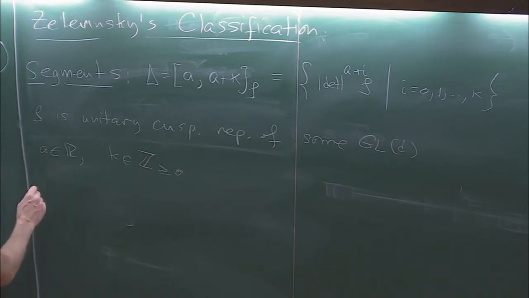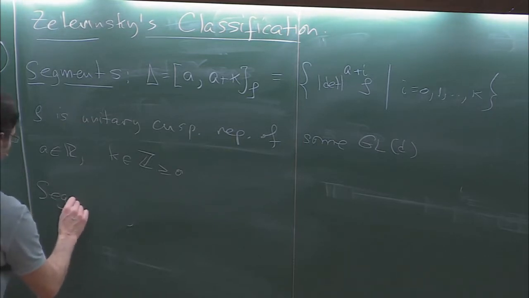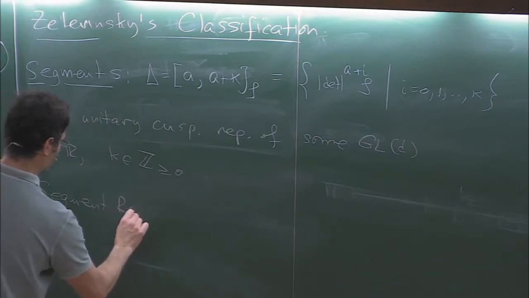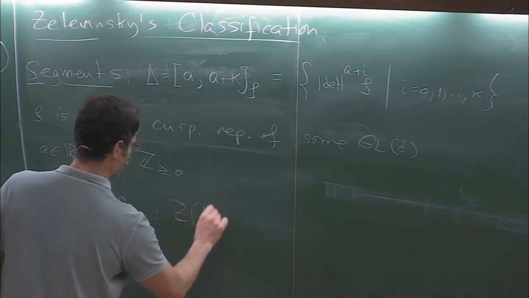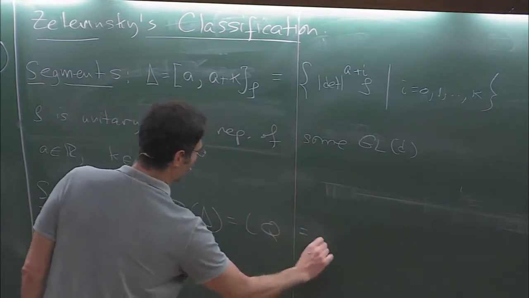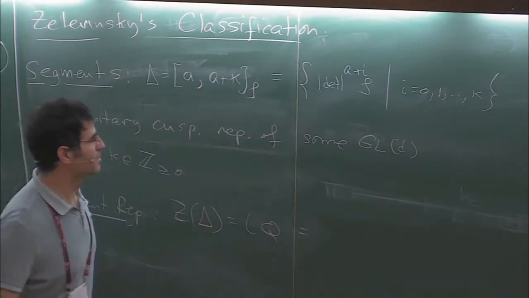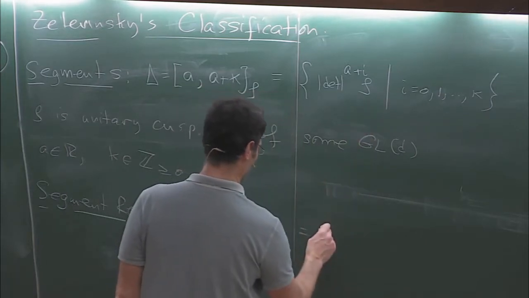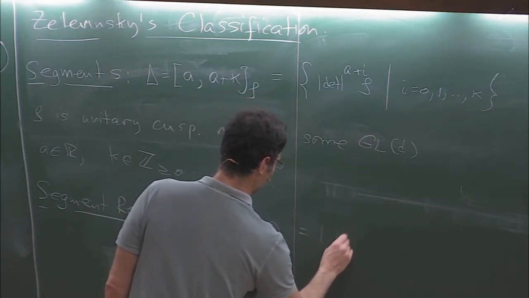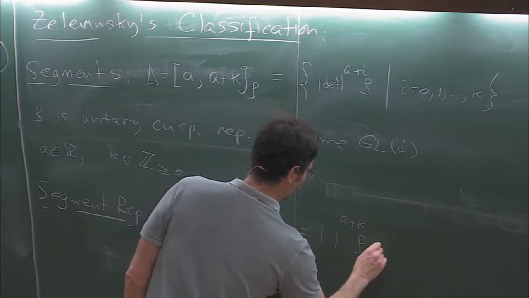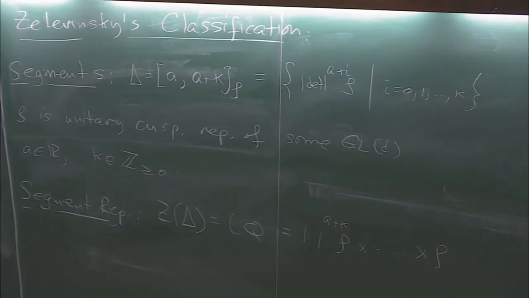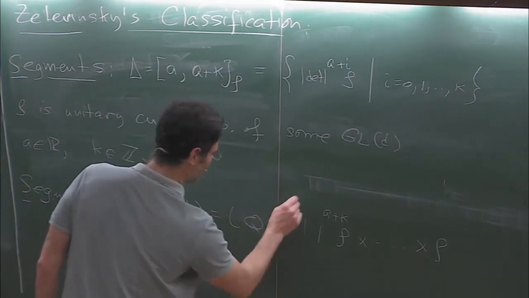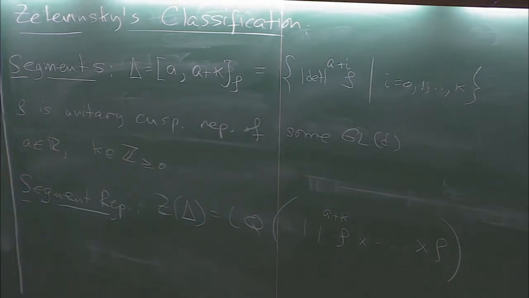Okay, and the segment representation Z of delta is the Langlands quotient of the representation induced from the set of representations in the segment. So absolute value to the a plus k rho, up to absolute value of rho. So the Langlands quotient of, sorry.